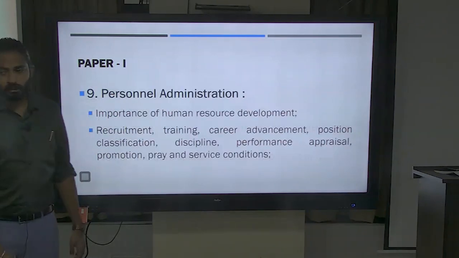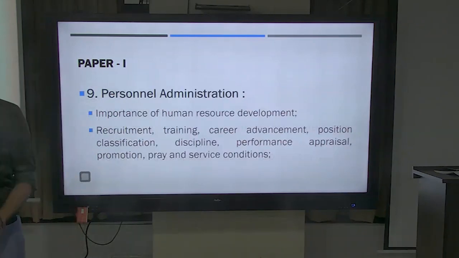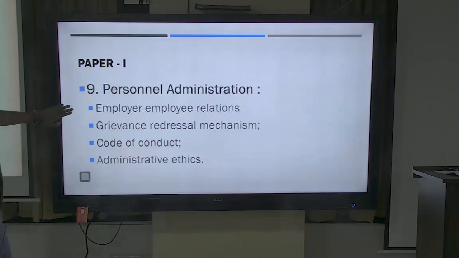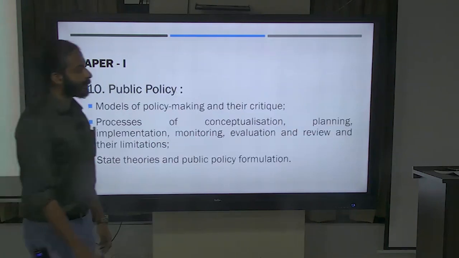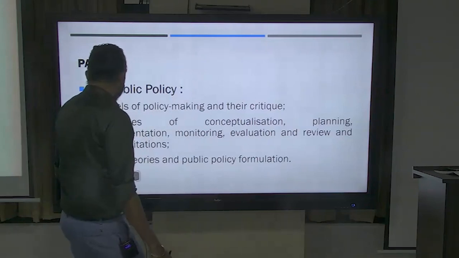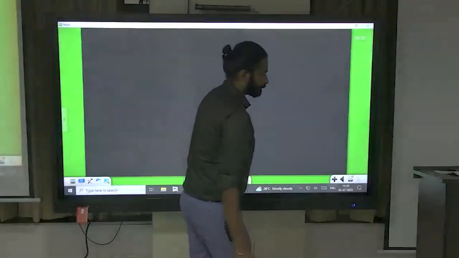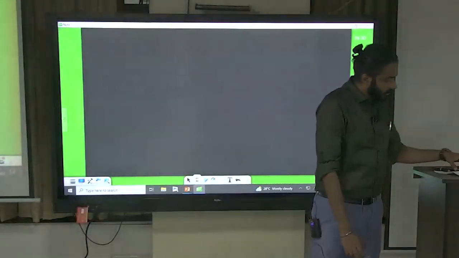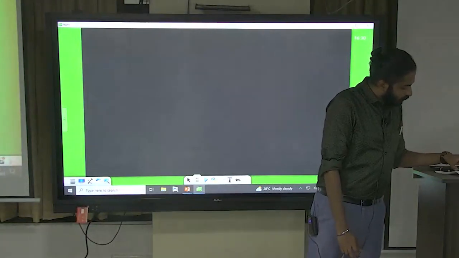In the 9th chapter, I told you, personnel administration. We need people, and how these people are recruited across the world, we will discuss. Grievance redressal, administrative ethics, etc. The 10th chapter is again another duty we will do. See, basically, once you get into the service, what are the jobs you will do?